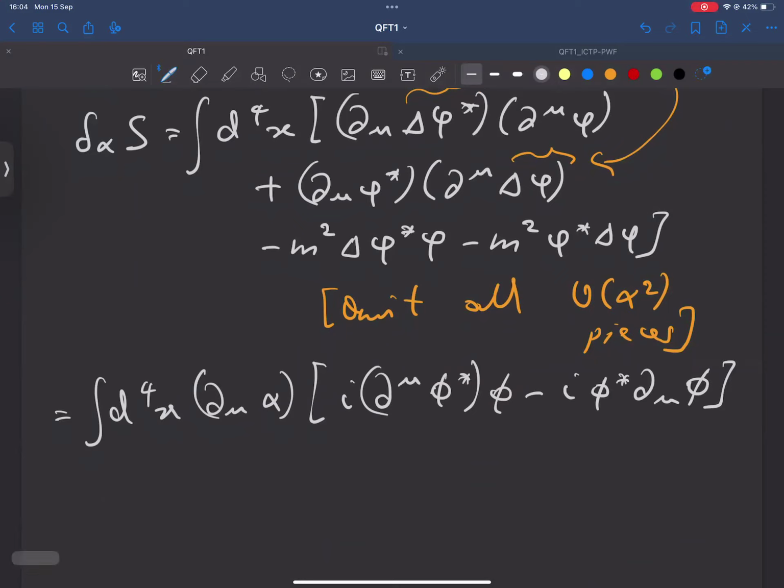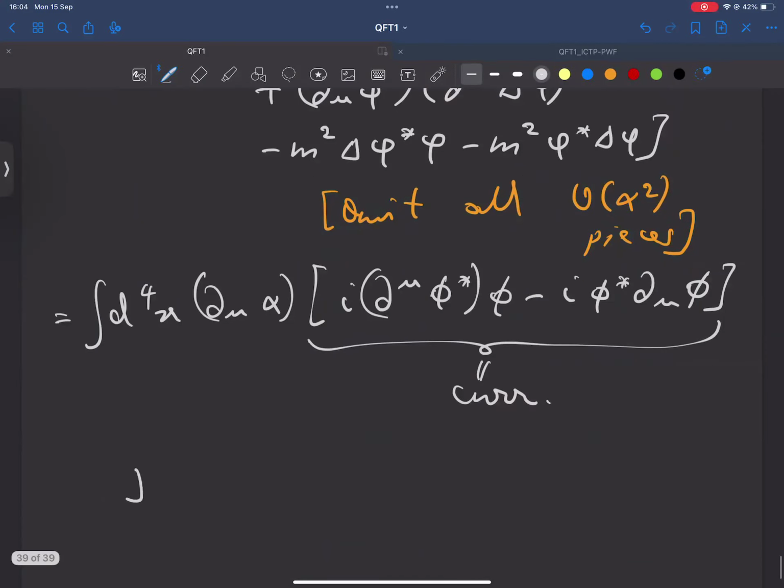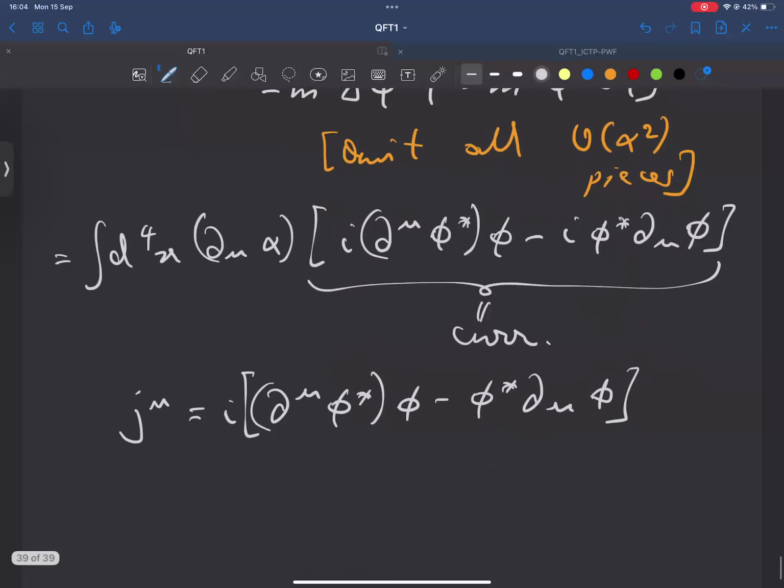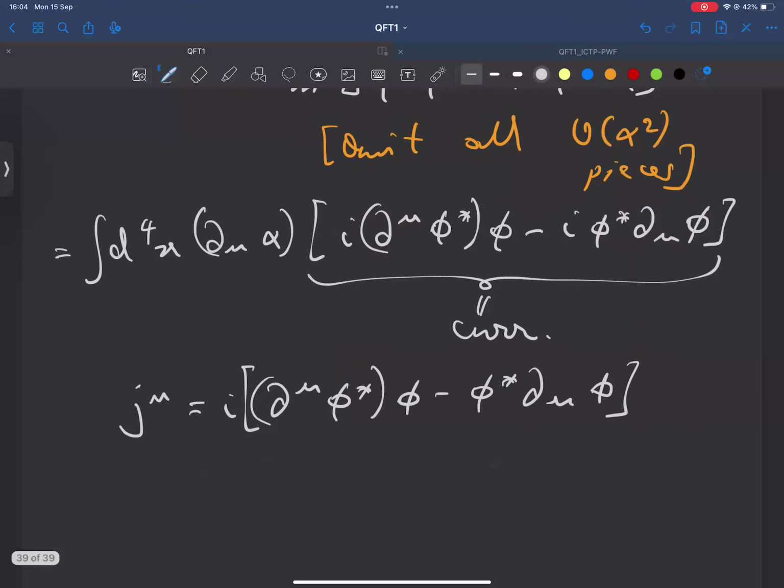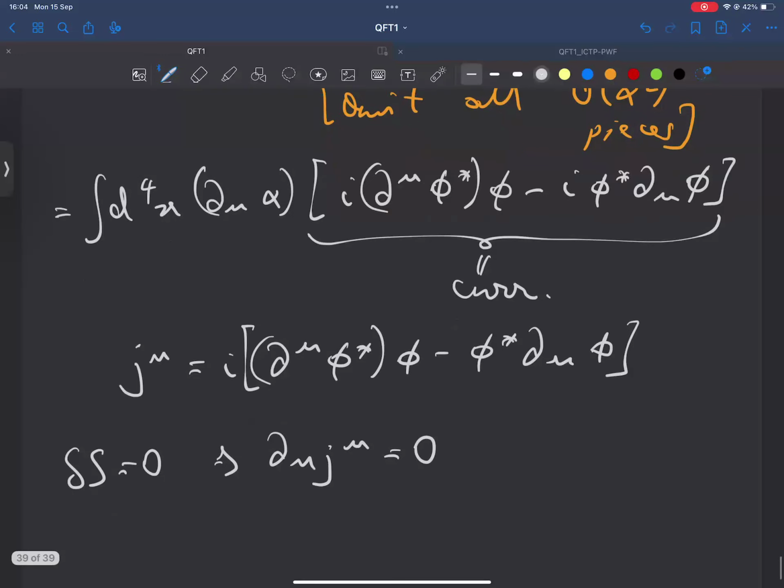Now, as we argued, anything that's proportional to del mu alpha is the current. So this is the current. So that's why the current reads phi star del mu phi minus phi star del mu phi. And because delta S is 0, that implies that this guy is conserved. Okay.